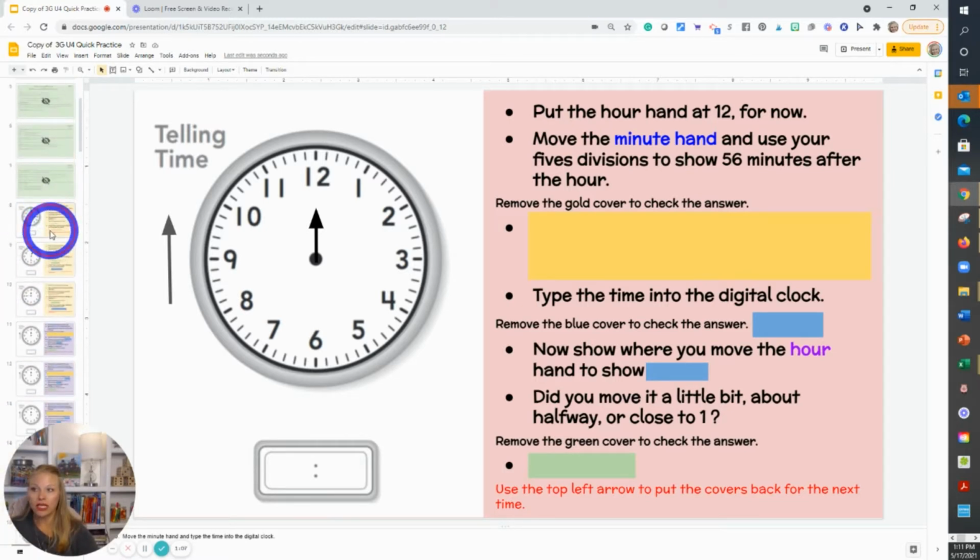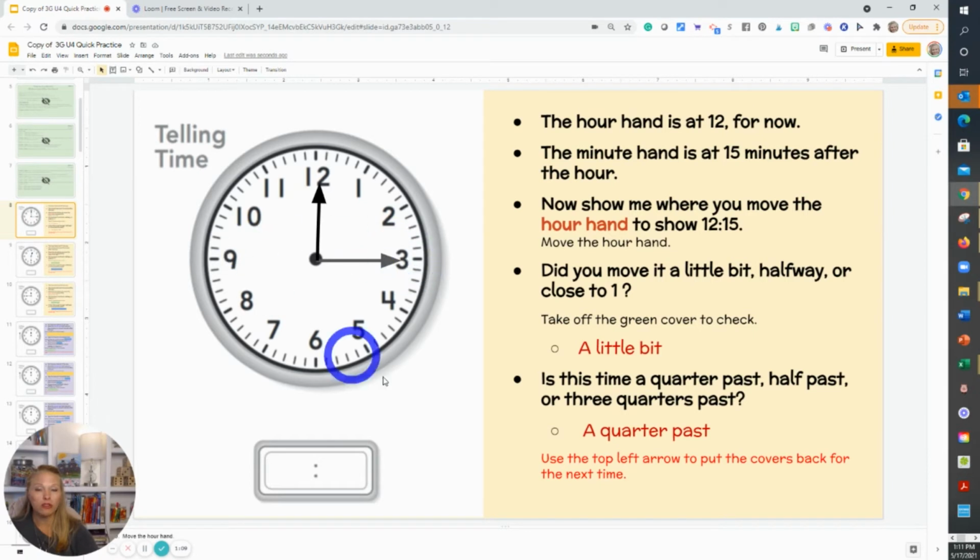So we start here with our yellow slides where the arrows are actually already done for us. So we would say the hour hand is at 12 for now. The minute hand is 15 minutes after the hour. Now show me where you would move the hour hand to show 12:15. The student leader could be navigating the slides, whereas individual students could have their own paper clocks, their Judy clocks, whatever, and they make the time.